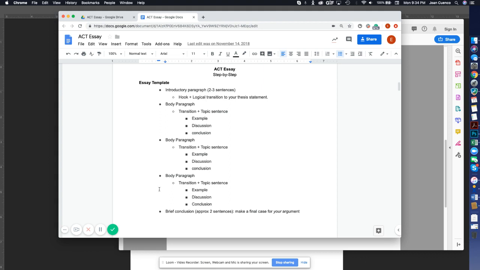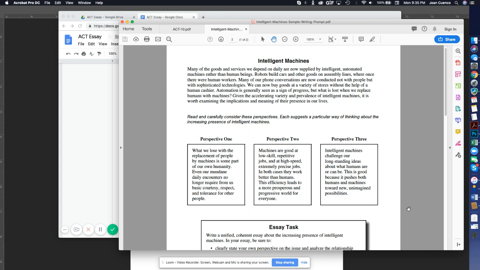Now we can talk about brainstorming to help us figure out how we're going to organize our essay, and also help us figure out what exactly we're going to talk about, which of course can be challenging in a timed test. Okay, let's start with the essay prompt, because we want to read the essay prompt and then take some notes on each of the perspectives.